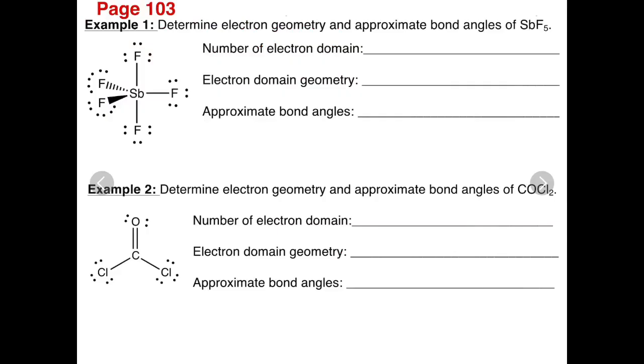Now let's take a look at an example. Example 1, we have antimony pentafluoride. We are going to learn how to count the number of electron domains. Make sure that when you count the number of electron domains to determine the electron geometry, you will need to consider only the central atom. So only the specific central atom is what we're going to look at to predict the shape of the electron domain geometry. In this case, we are going to focus on the antimony.